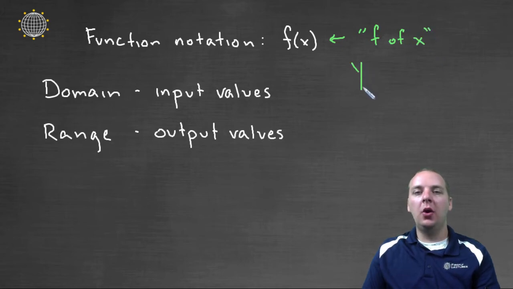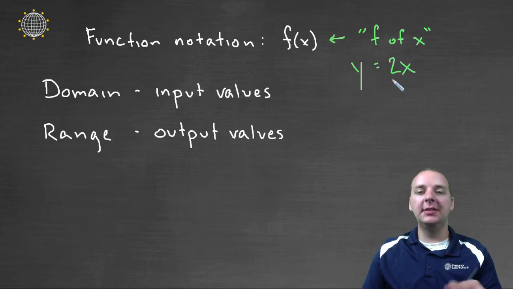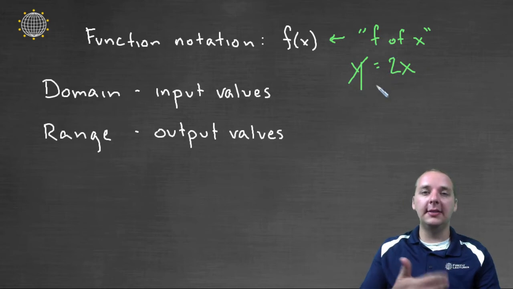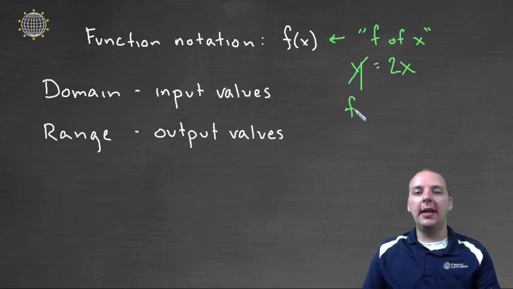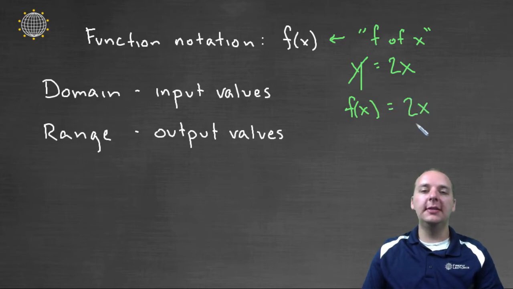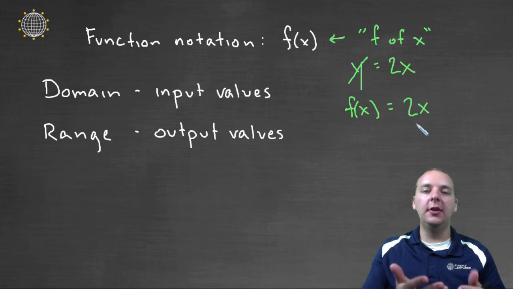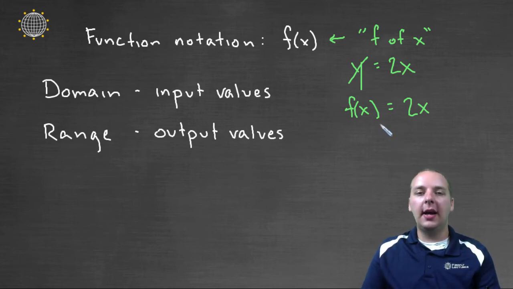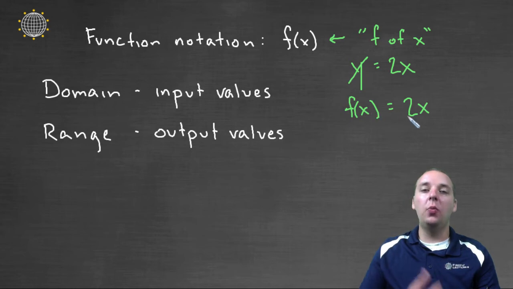So when we had y equals 2x, as long as this relationship is assigning one y value for every x value and not multiple y values, then we'll take this y out, and to rewrite this in function notation, we'll write f of x equals 2x. And what this means is that the function just depends on x. In other words, if you give me a certain x value, then I can plug it in and get the y value, or the f of x value.